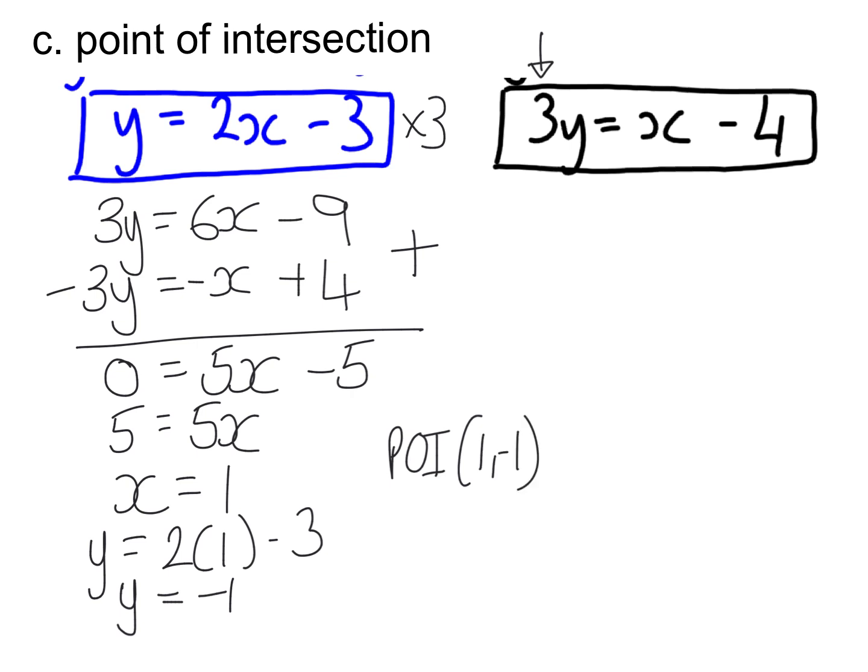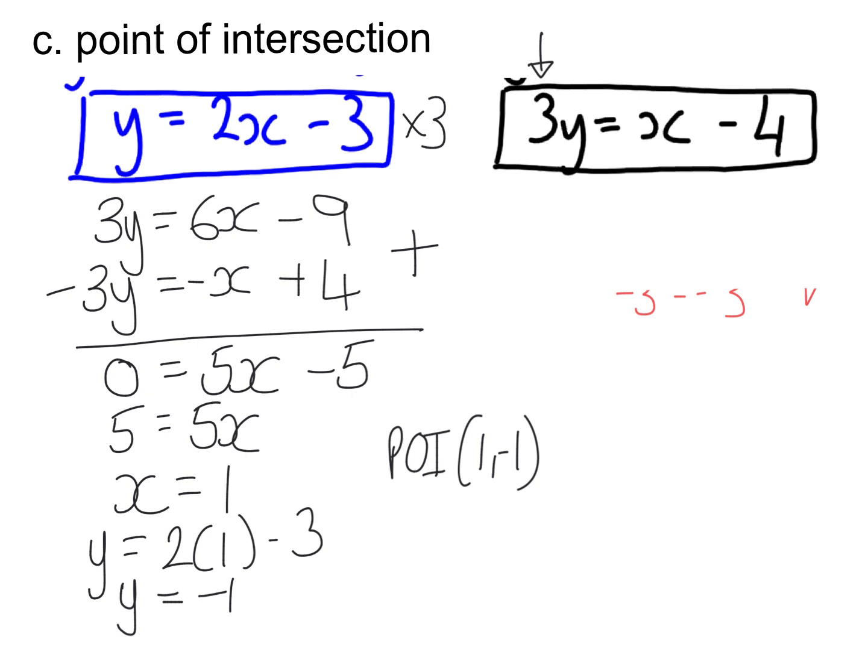Let's check that in the second equation. 3 times minus 1 would be, 1 minus 4. That gives me minus 3. That gives me minus 3. I know I've got the right answer. Job done. So I've done my little check.